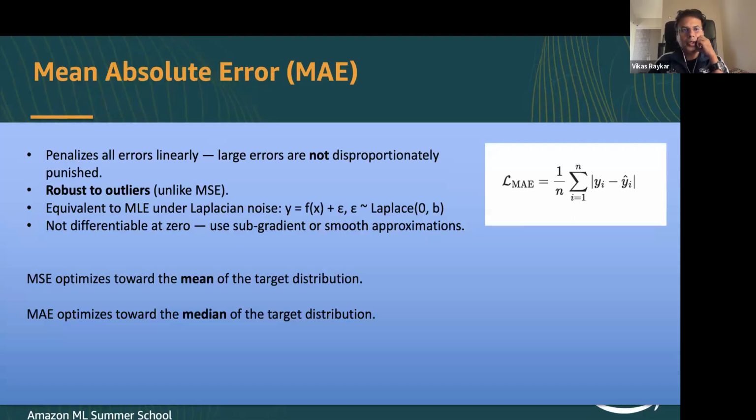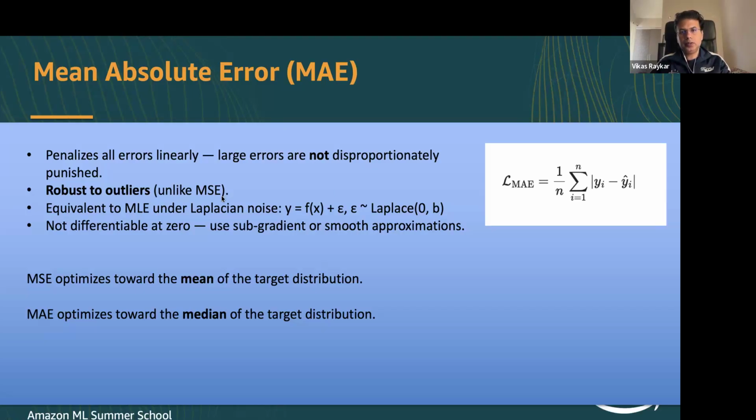The second variant we're going to talk about is mean absolute error. It's designed to handle this outlier sensitivity of mean squared error. As we saw, the MSE had this squared error. So instead of the square, we're going to replace it by the absolute value here. Because of this, it penalizes all errors linearly, so large errors are not disproportionately punished. As a consequence of this, unlike MSE, mean absolute error is robust to outliers.